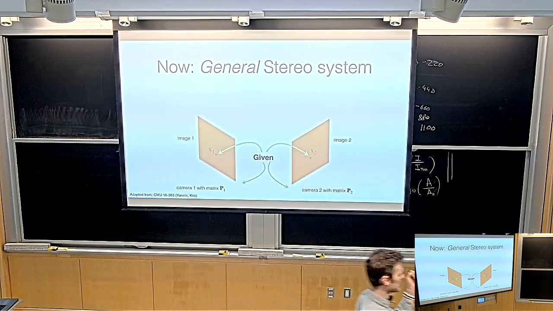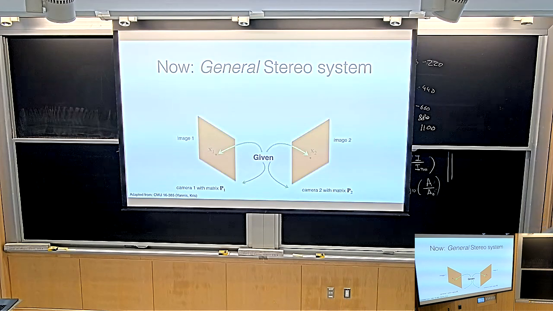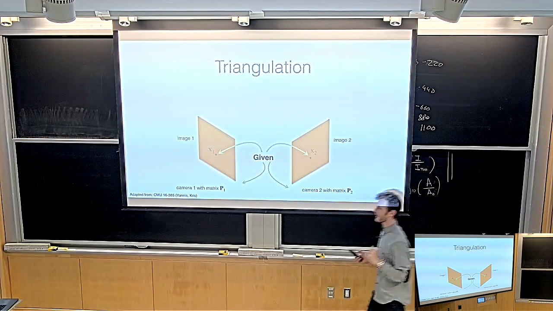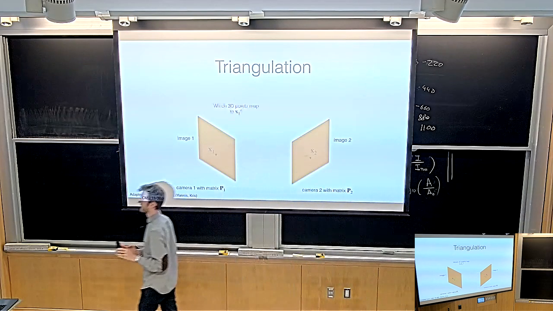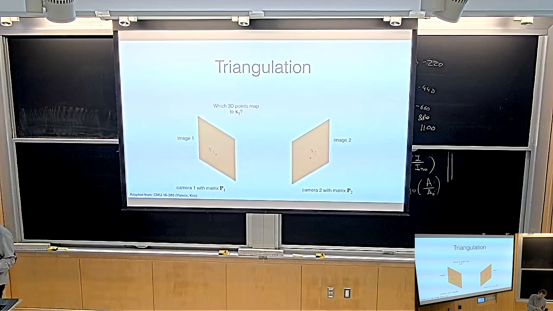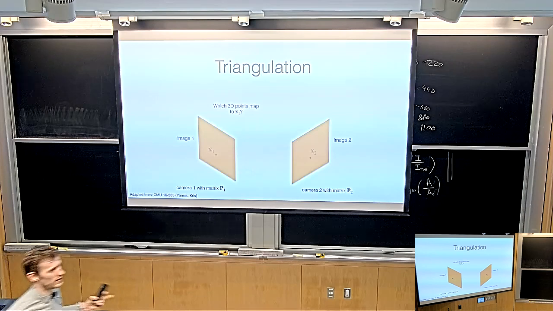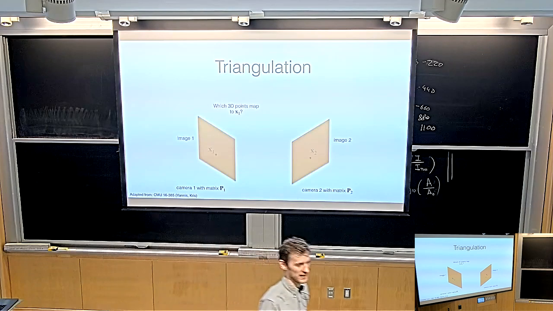So we have 2 images, and I tell you up front, these x1, x2 belong to the same 3D world coordinate. So this is camera 1 with matrix P1, camera 2 with matrix P2. I hope you remember what P means. And now we're going to do triangulation. What does triangulation mean? We want to figure out the 3D coordinate that belongs to these 2 points. So the first question I'm going to ask: which set of 3D points map to the pixel coordinate x1?